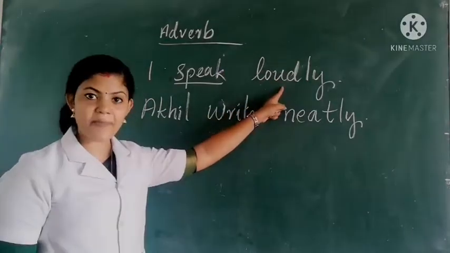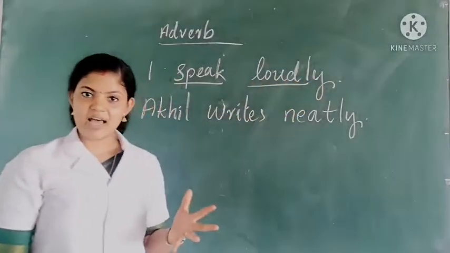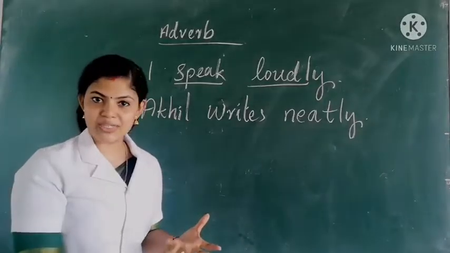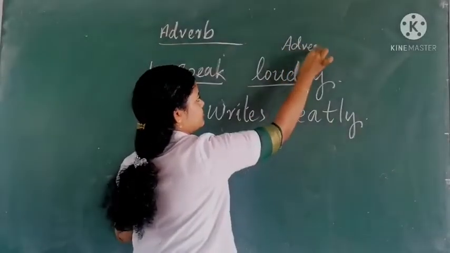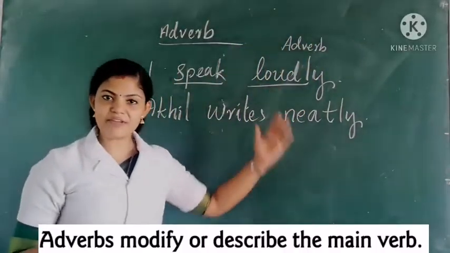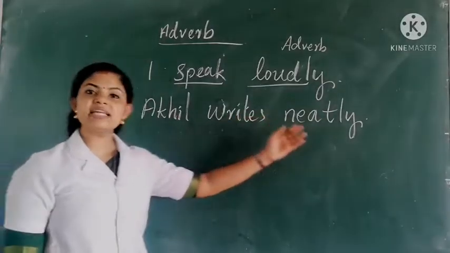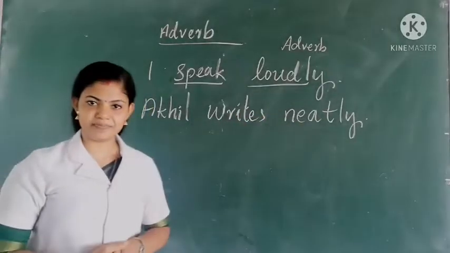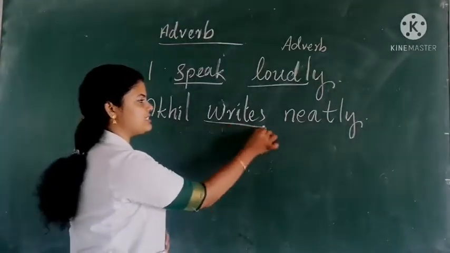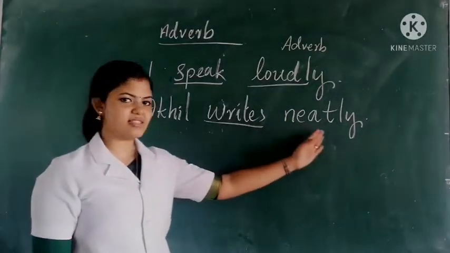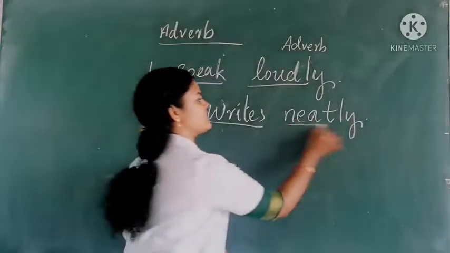This word describes or modifies the verb speak, which means how I speak: loudly. So this is known as an adverb. An adverb modifies or describes the main verb. Next one, Akhil writes neatly. How does he write? Yes, he writes neatly. Here the verb is write. Write is the action verb and this word modifies or describes the main verb writes. So this word is known as an adverb.